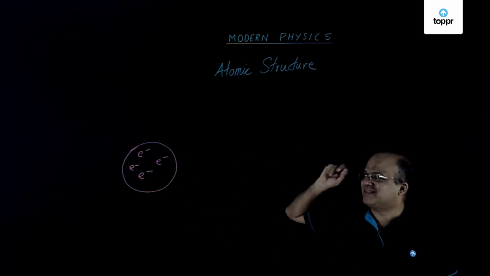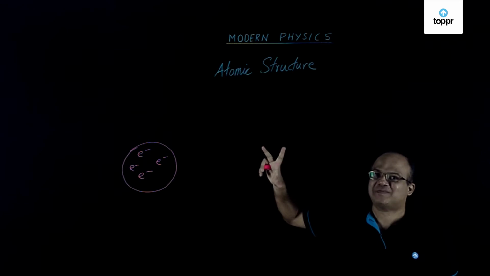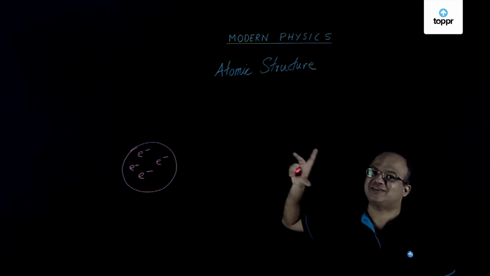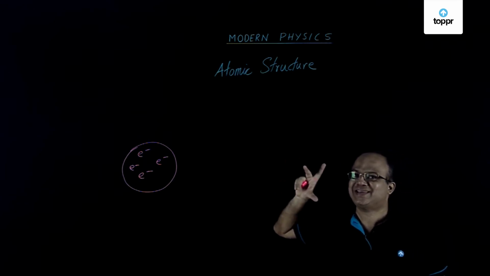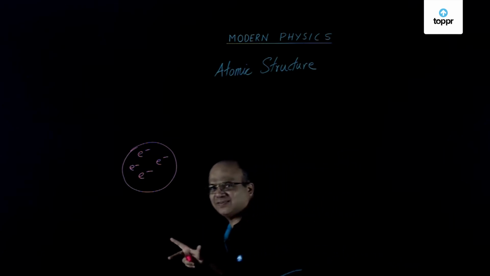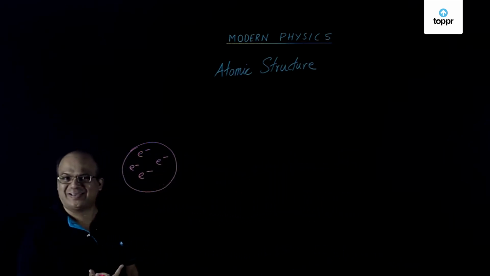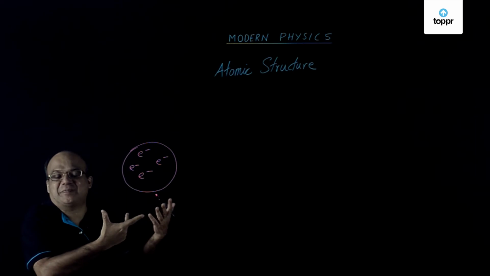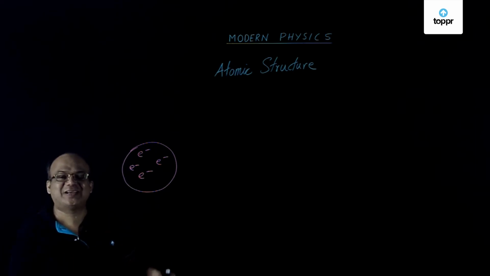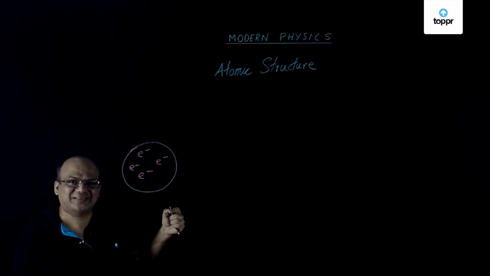And this was the model of the atom given by Sir J.J. Thomson in 1898. This is what a major scientist thought an atom looked like in 1898.